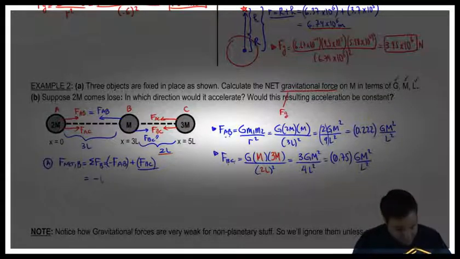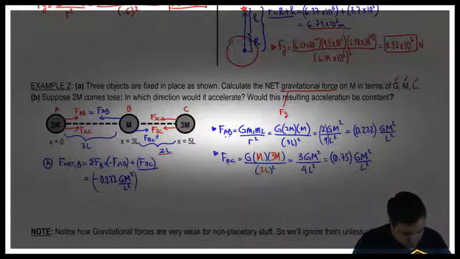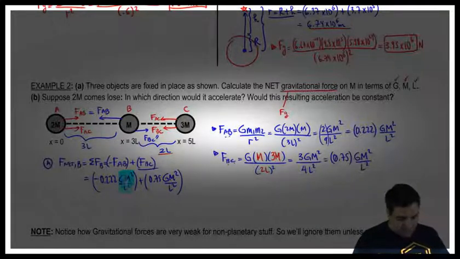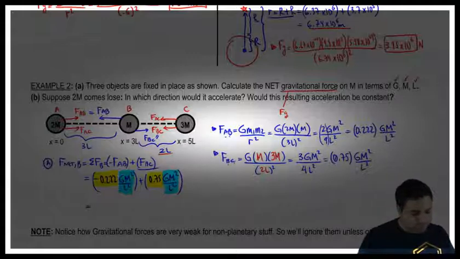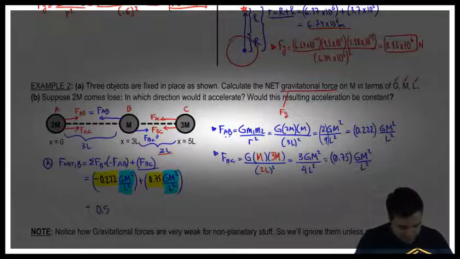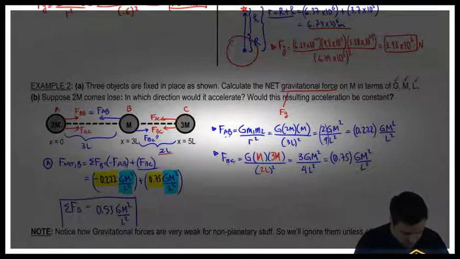FAB is going to be negative, so it's negative 0.222 Gm squared over L squared plus positive 0.75 Gm squared over L squared. I hope you see right away that this part here is the same, which means I can just combine this with this. But one of them is negative, so when you do this, again, very carefully, I get 0.53. Okay? So this is 0.53 Gm squared over L squared. This is your force total on B, and that's part A.